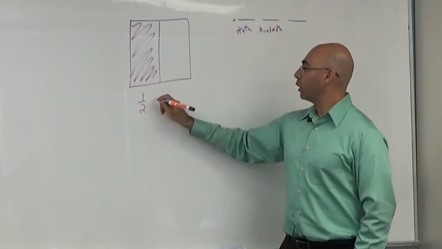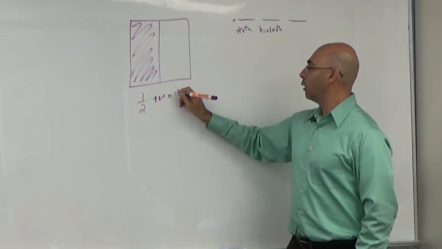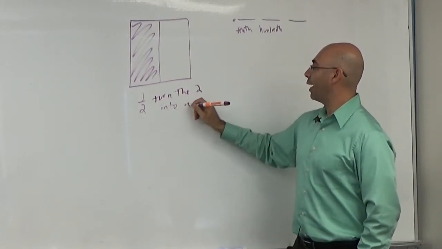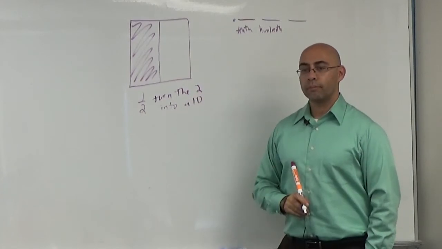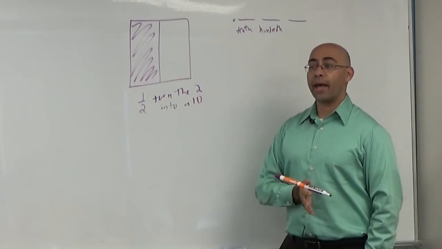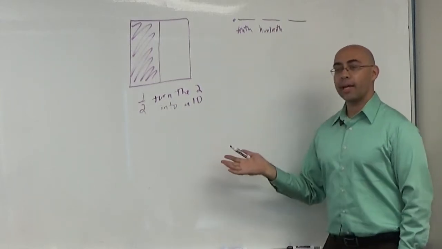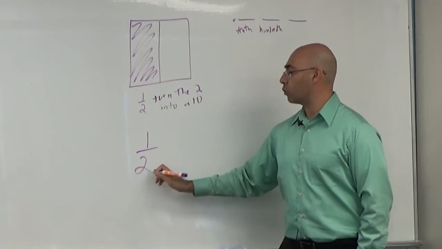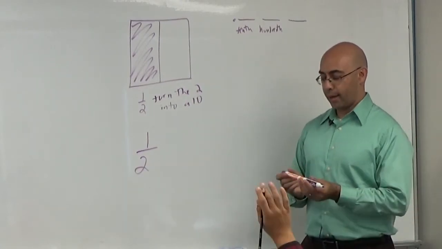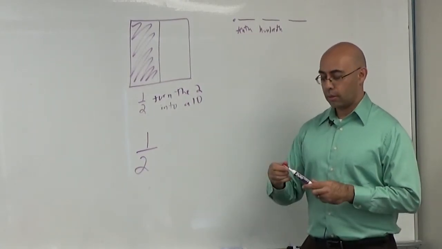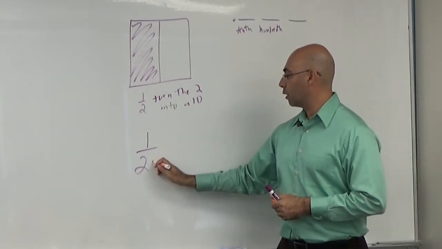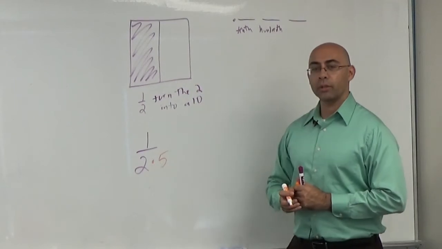This 2, you want to turn the 2 into a 10. So if you can turn the 2 into a 10, then you can write it as a decimal. So let's see if we can do that. 1 over 2. How do I turn a 2 into a 10? Yes, sir? Multiply by 5. Ah, so that's where that 5 comes from. So 2 times 5 is equal to 10, isn't it?